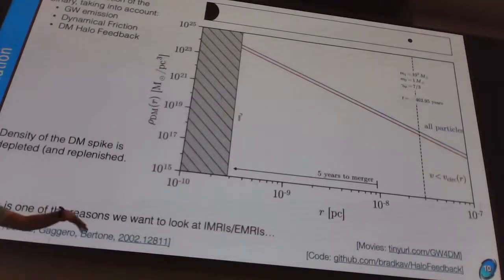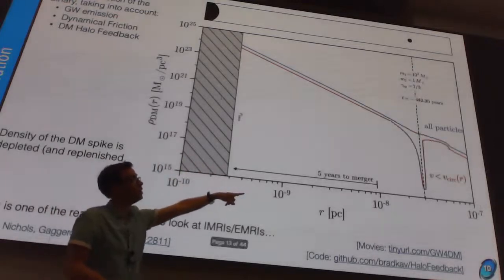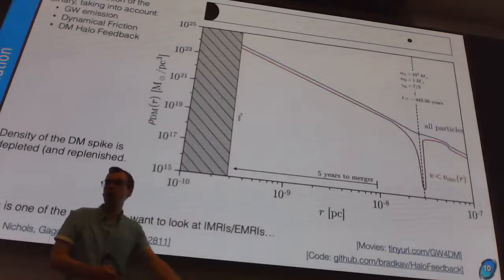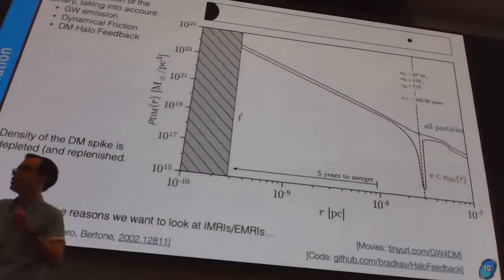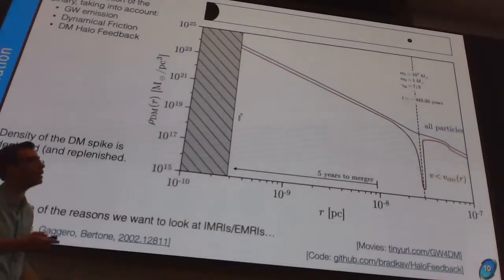And so here we use a semi-analytic prescription to follow the distribution function of dark matter particles as you inject energy. And so what you find is you initialize this system at some separation, and then you start running your simulation forward, and what you find is that you very quickly deplete this spike. Okay, you're scattering dark matter particles, and so they start to get ejected or pushed away.